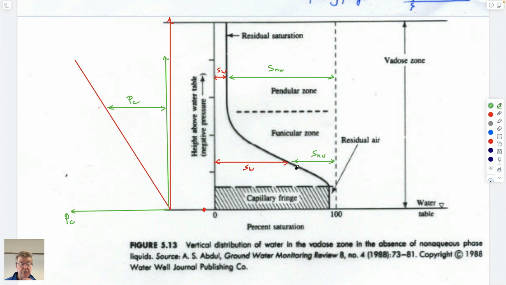And of course you see that as you rise, it becomes more air saturated and less water saturated. We also know that in these zones we could imagine that if we had grains contacting each other, then the saturation on these grains would be pendular in this region here.